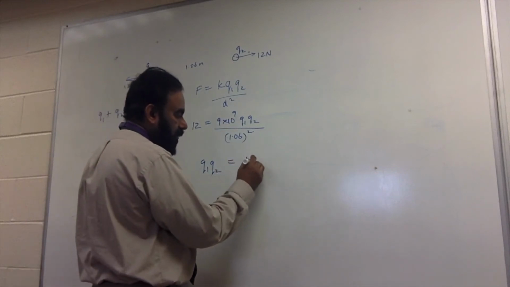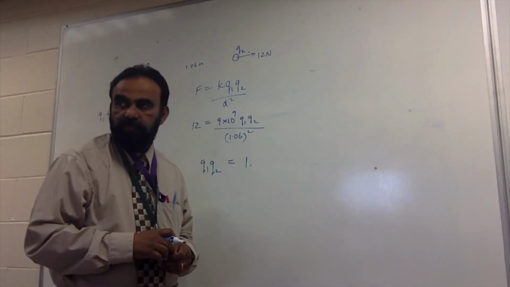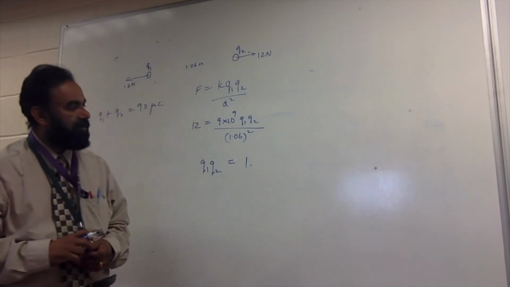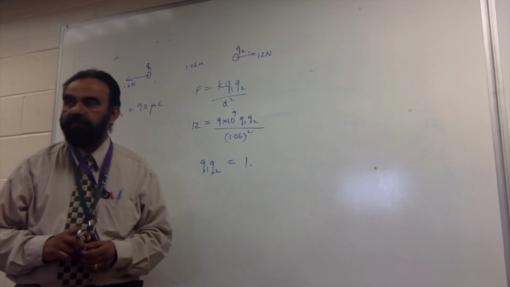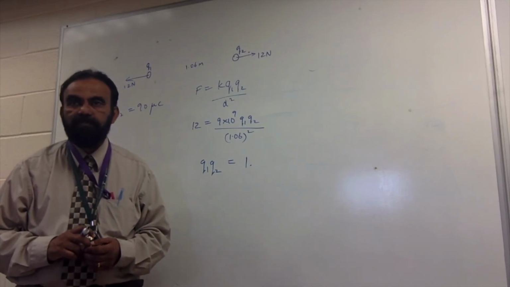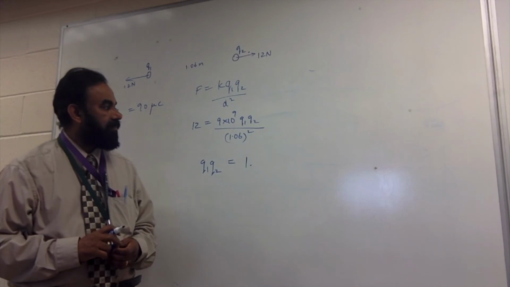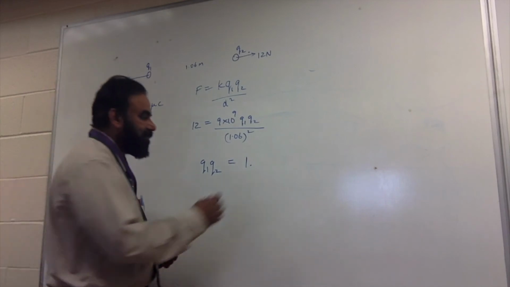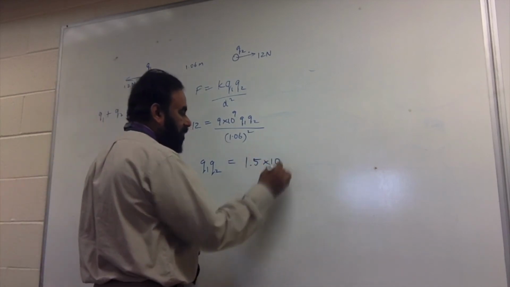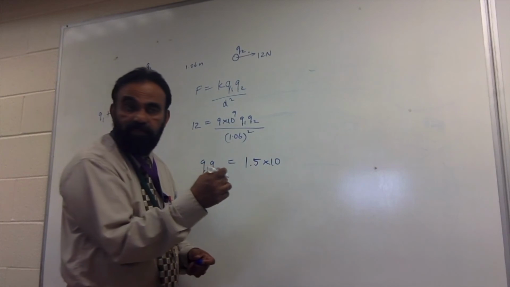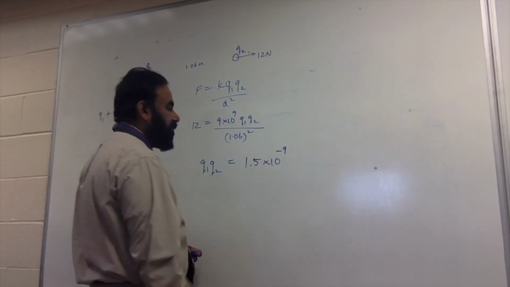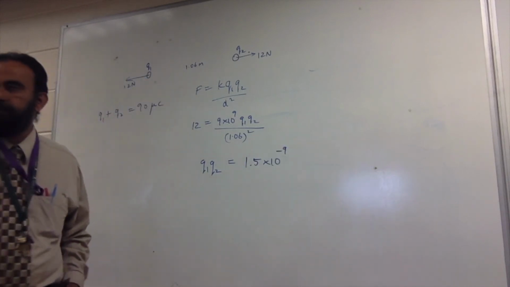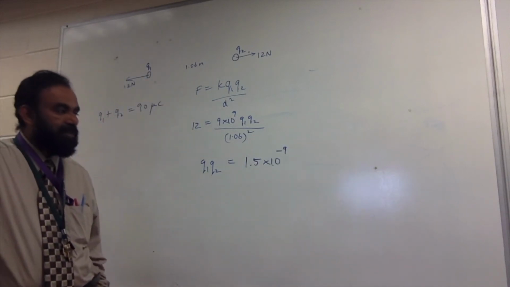1.4 times 10 to the negative 7. What's the next digit? 1.41. You sure about it? It says 1.5, times 10 power of negative 9 coulombs square. It's coulomb square. Okay. So Q1 times Q2 is this.